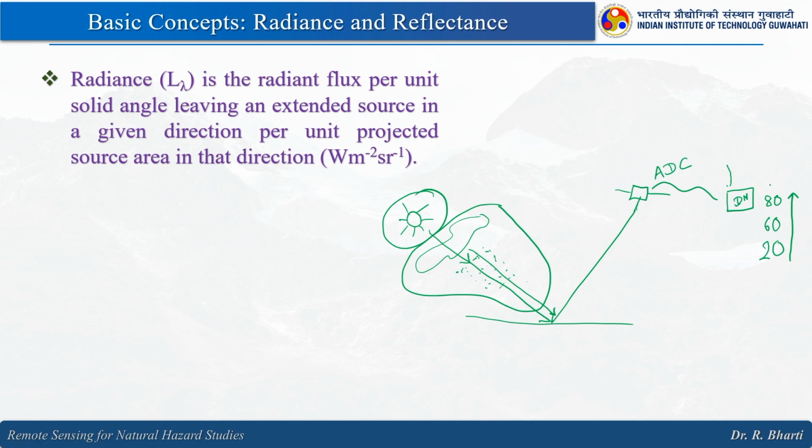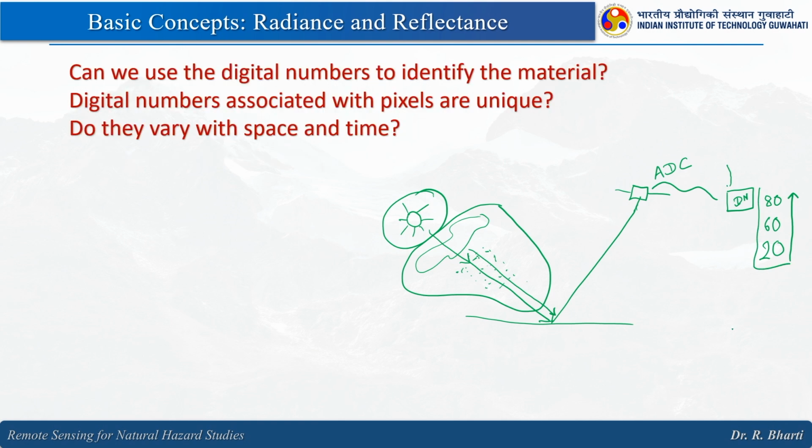So in such a situation, can we consider that they are consistent over space and time? No, right. So this is answered. Can we use this digital number to identify the material? When they are varying with space and time, we cannot consider them as a unique property, right. So we can't use this. So can we use the digital number to identify the material?